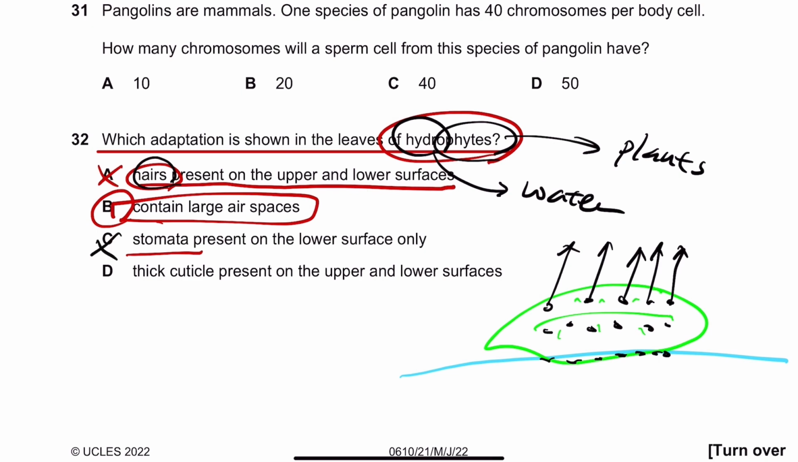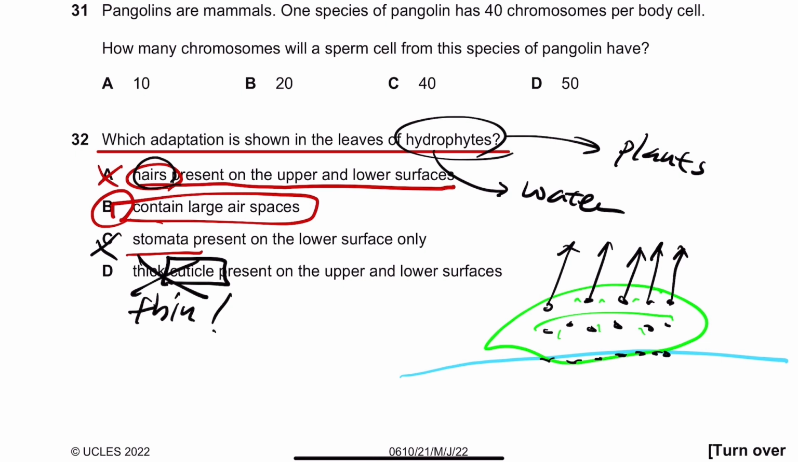D, thick cuticle present. No. The cuticle is waterproof and it conserves the water vapor inside the leaves. Hydrophytes are not lacking any water, so they don't have to conserve water. The thick cuticle is not needed. They rather have thin cuticles. So D is not the answer as well. Therefore, B is the right answer for this question.